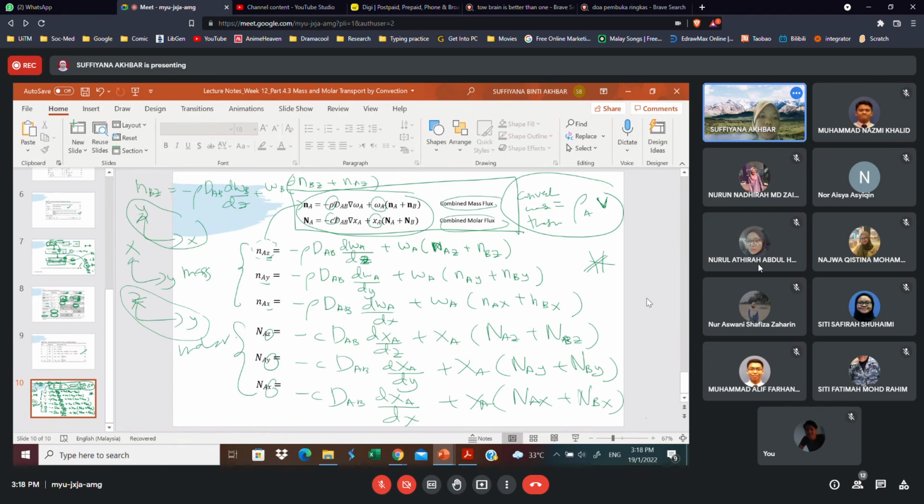Okay, so in terms of fundamental, I dah cover lah molecular and convective, and also how to estimate. So next week, insyaAllah kita akan belajar to develop the mass concentration by using shell mass balance.